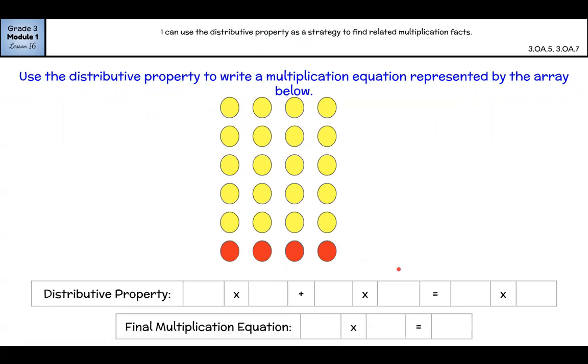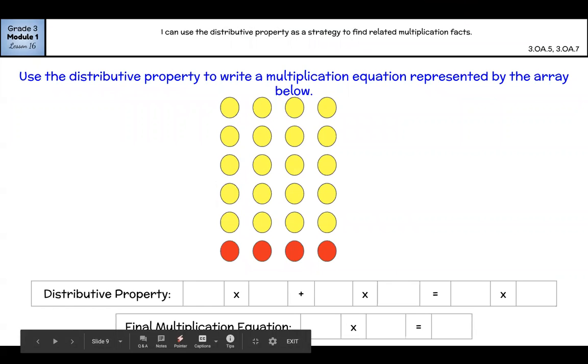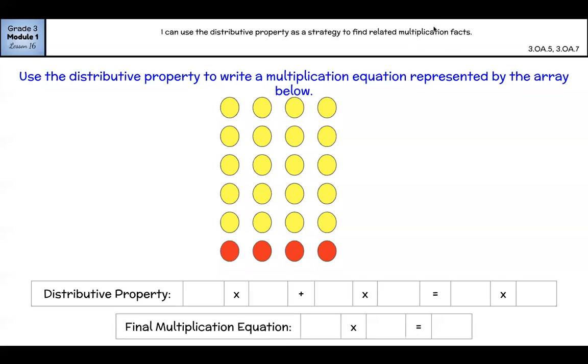Now, in this one, they want us to use distributive property to write a multiplication equation represented by the array below. We practiced this in our Google meetings, and we used parentheses in between where we put the plus. So I think that should probably remind you. So if we take a look at just the yellow, we have one group of 4, 2 4s, 3 4s, 4 4s, 5 4s. So for me to write 5 4s, let me grab a pencil. I would write 5 right here times 4. So that's 5 4s.